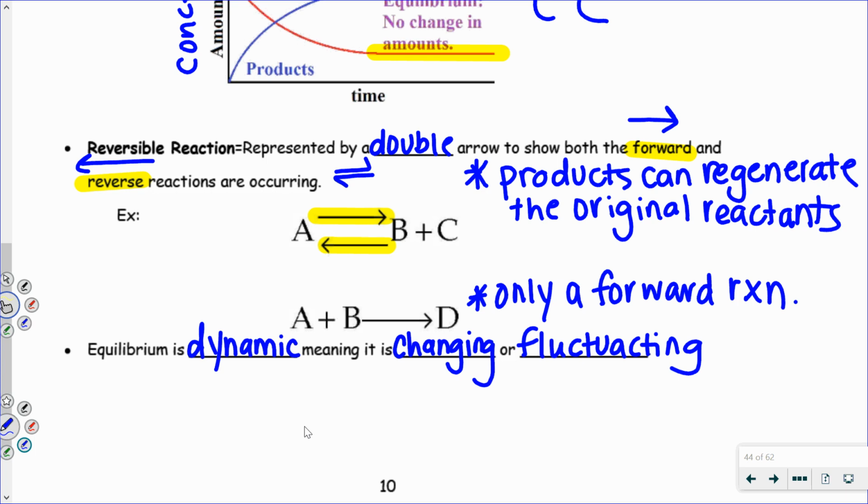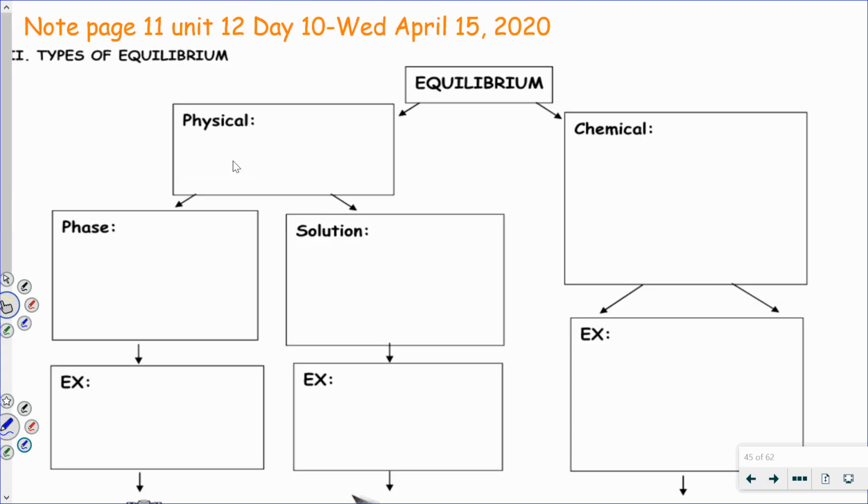Now, the next thing we're going to talk about is on page 11, and that is types of equilibrium. And we're going to use a flow chart for this. What's really important to know about all of these types of equilibrium is they all occur in a closed system. Unless the system is closed, meaning there's a top on it or nothing can come in or come out, it won't be at equilibrium. So in order for equilibrium to occur, it's got to be a closed system.